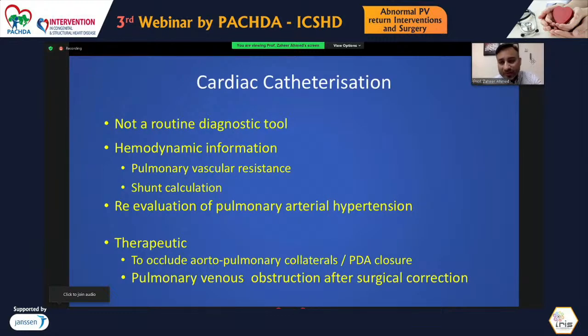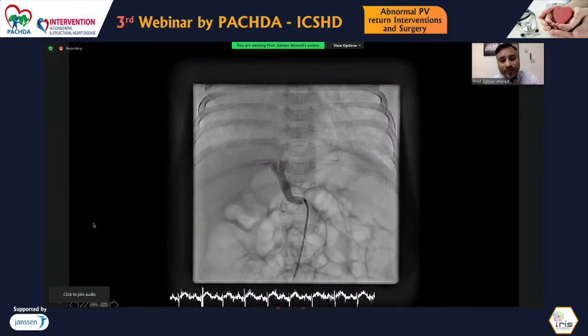Cardiac catheterization, we should not use it as a routine diagnostic tool. For me, the most important role of cardiac catheterization is therapeutic, that you can occlude aortopulmonary collaterals and close a PDA even in the same sitting. And sometimes, as pulmonary venous obstruction could be a problem postoperatively, you can deal with that in an interventional way. So here's an example.